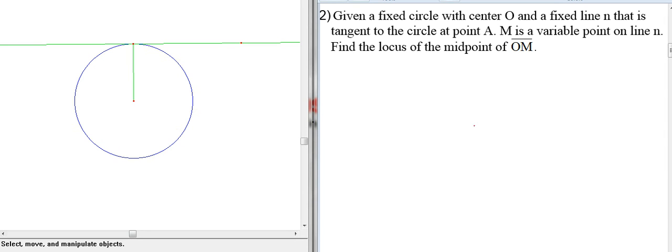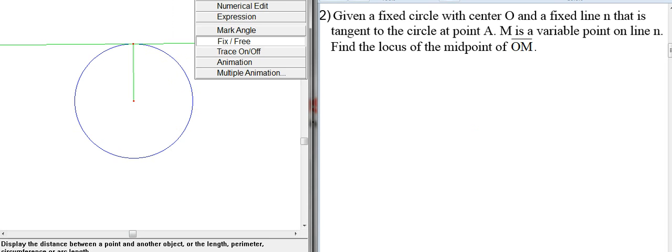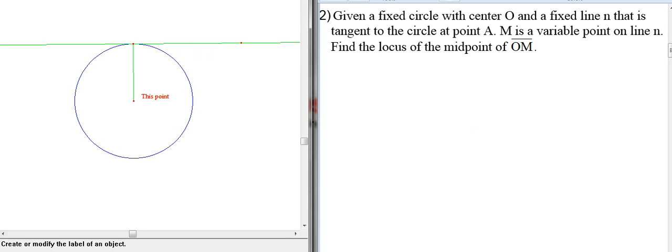Okay, locus part 2. What do we have here? We have a fixed circle with center O. Let me label things. This center is called O, this point is A, and that point is point M.